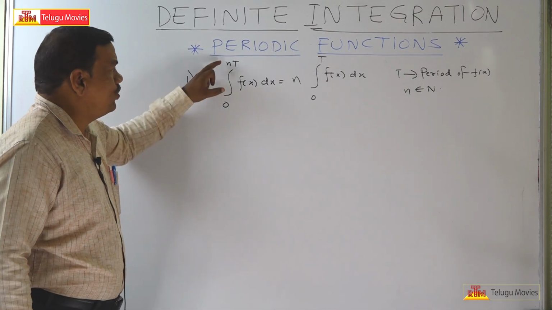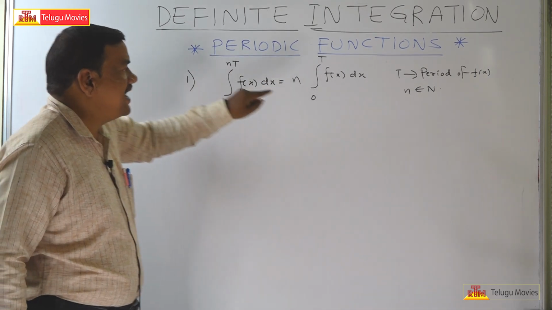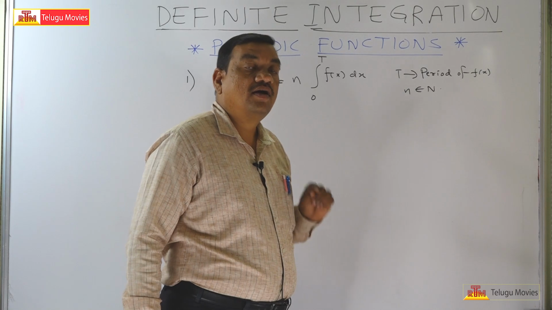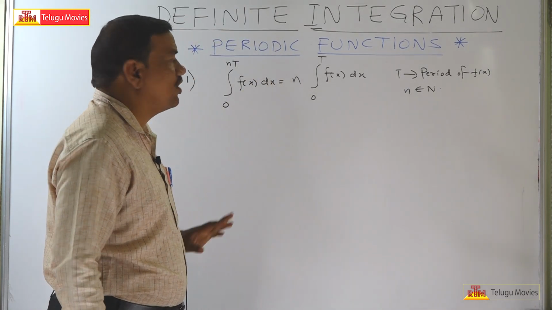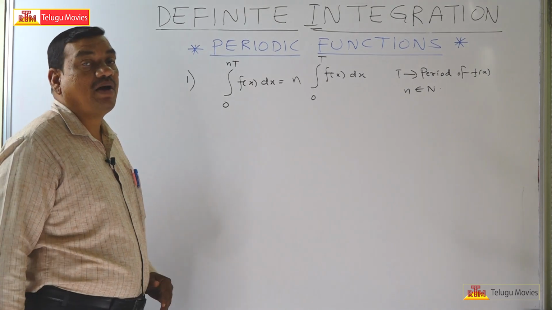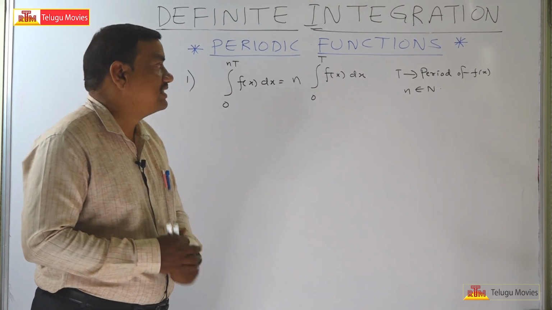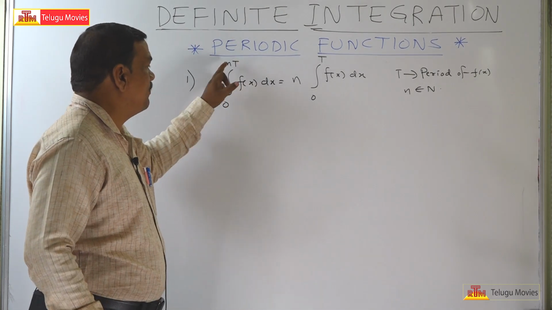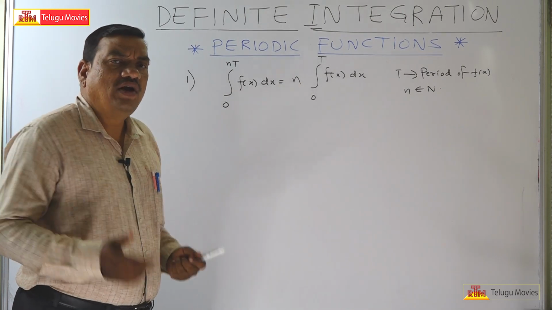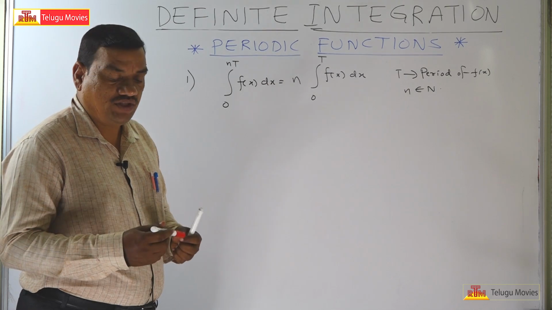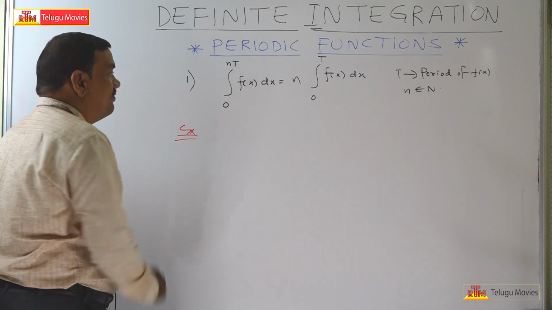If it is the integral from 0 to nT of f(x) dx, where n is a natural number and T is the period of this function, whatever that may be, this is given by the formula n times the integral from 0 to T of f(x) dx. That means whatever natural number it is will come as a coefficient. The proof of this theorem is very easy. I am giving an explanation.